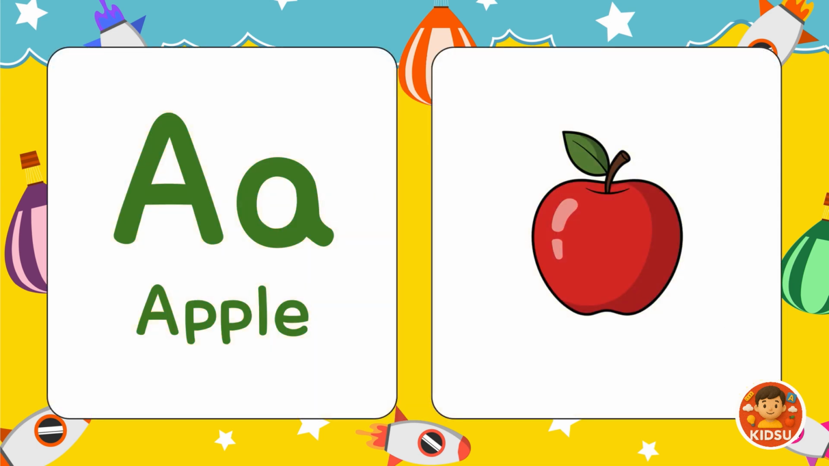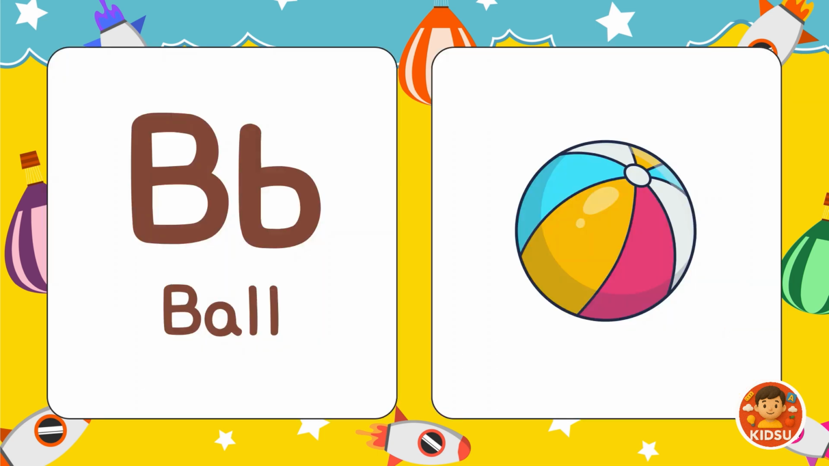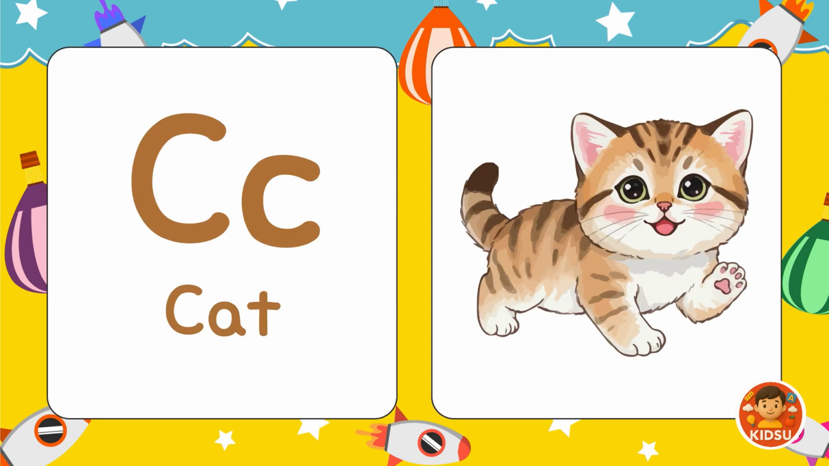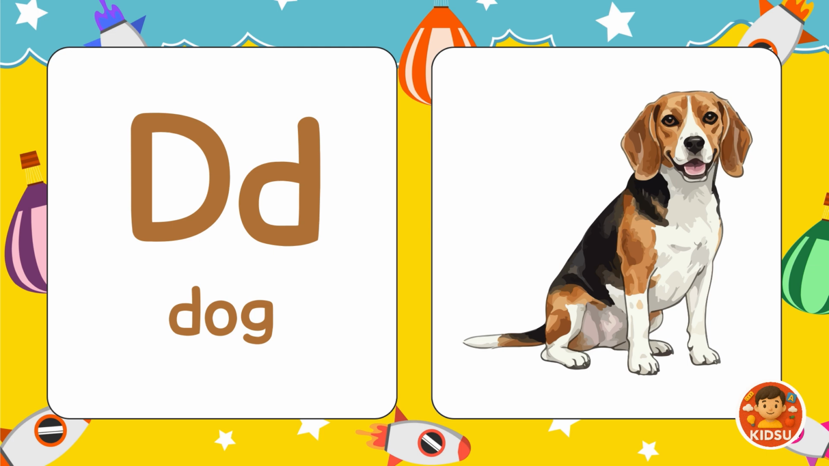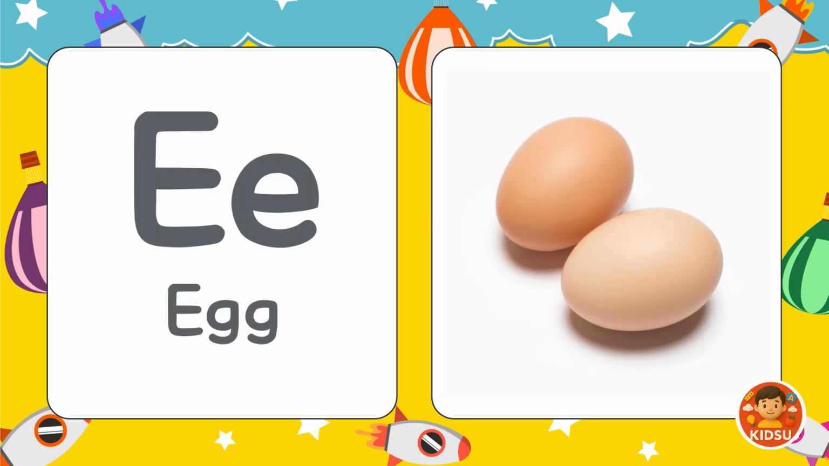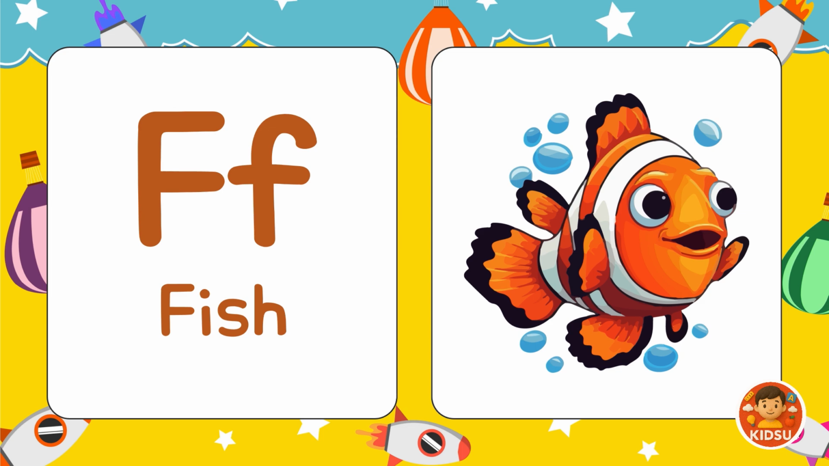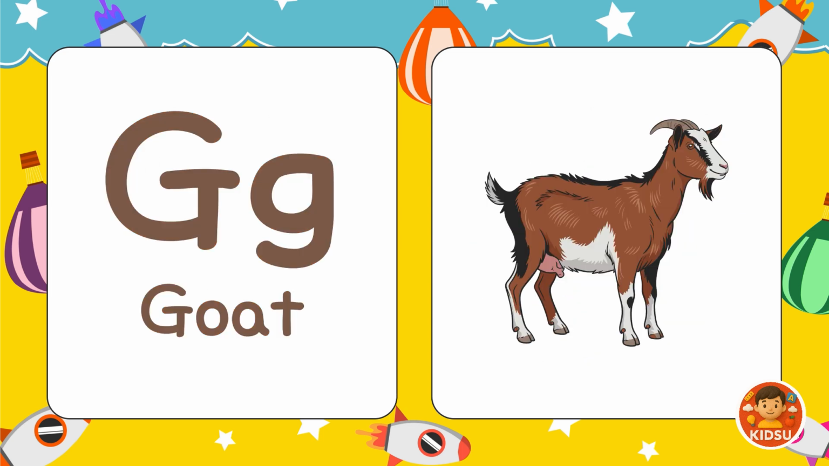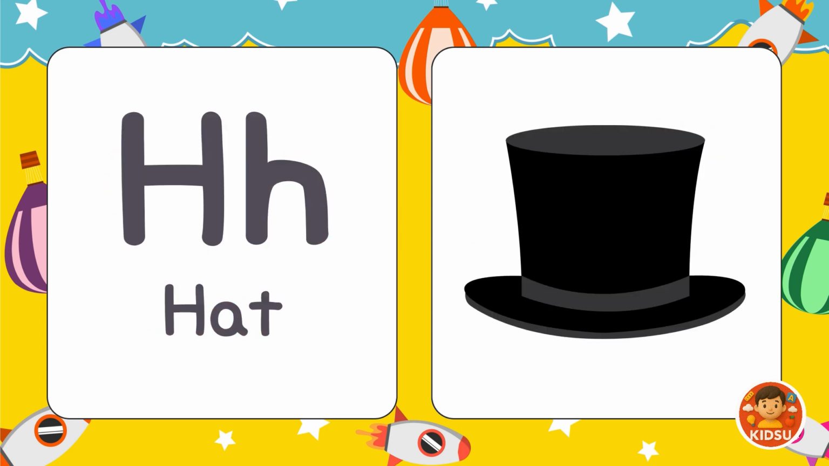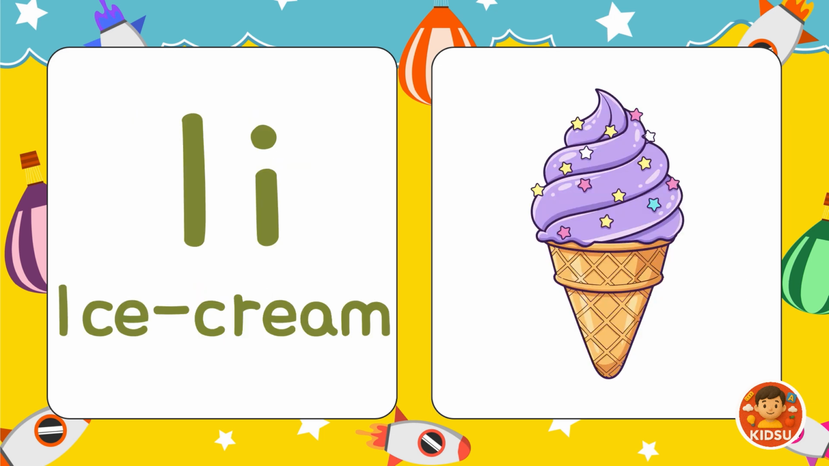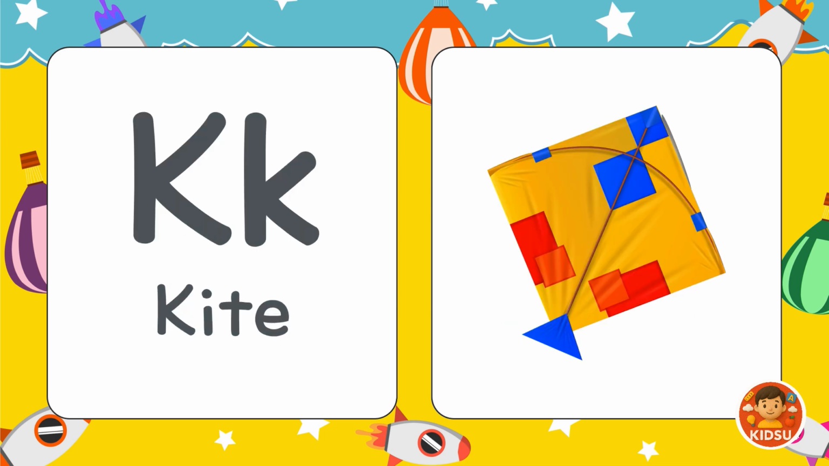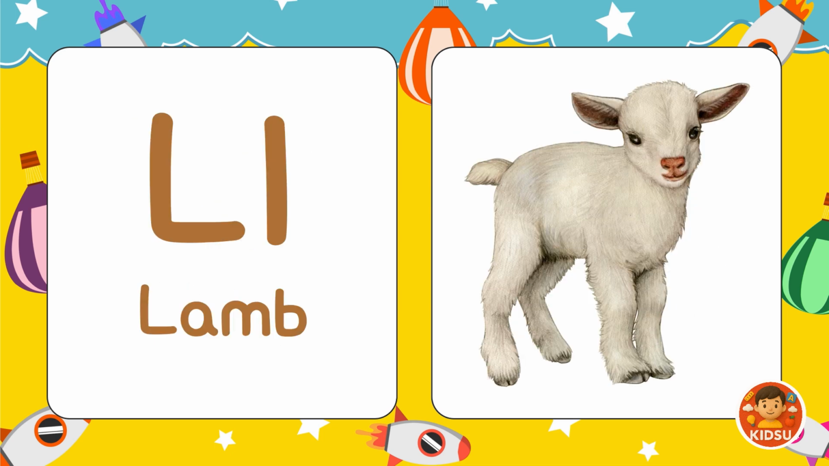A is for apple, B is for ball, C is for cat, D is for doll. E is for egg, F is for fish, G is for goat, H is for hat. I is for ice cream, J is for jump, K is for kite, L is for lamp.